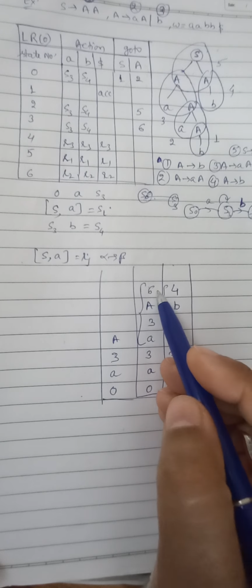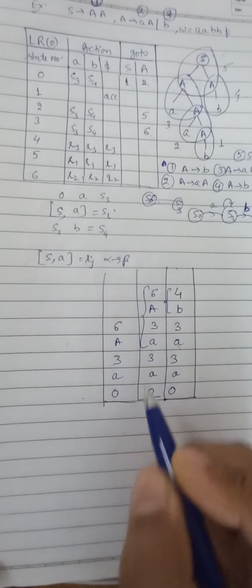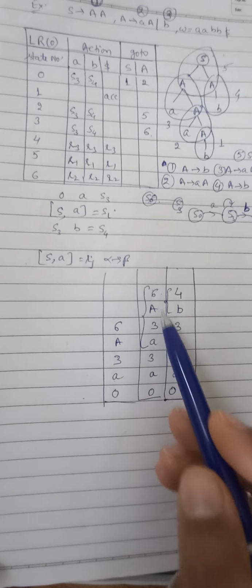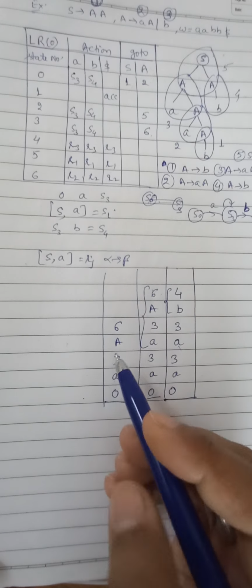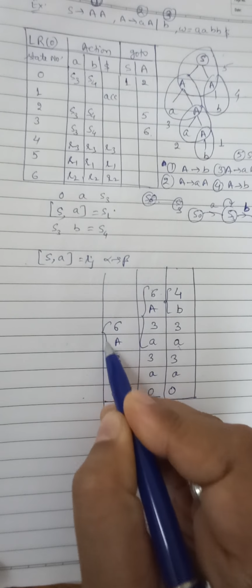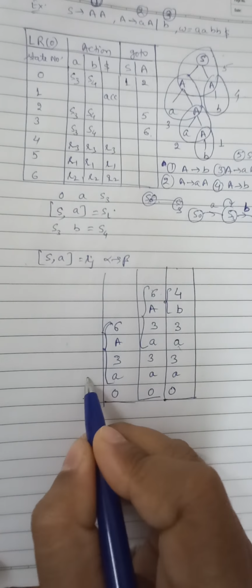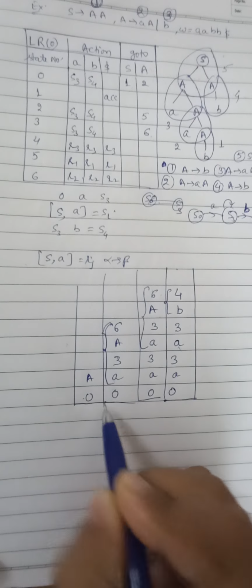Again we will reach, from the third state on A condition, at 6. So we'll write here 6 again. Now again the same reduction, A tends to AA. So again for the whole, we will write here A.